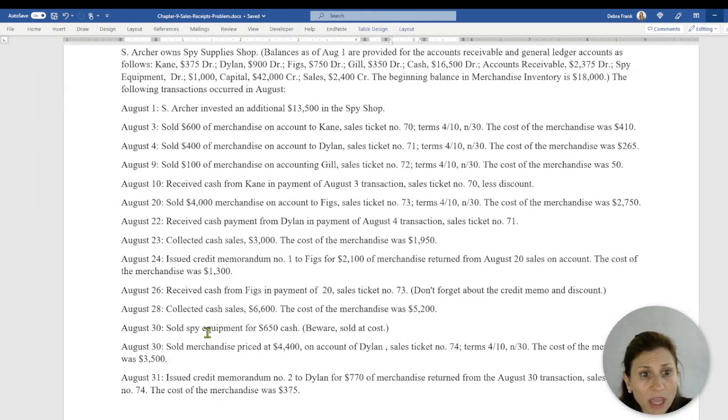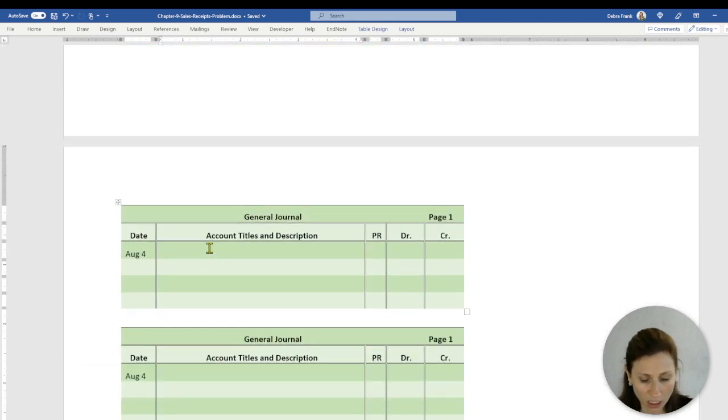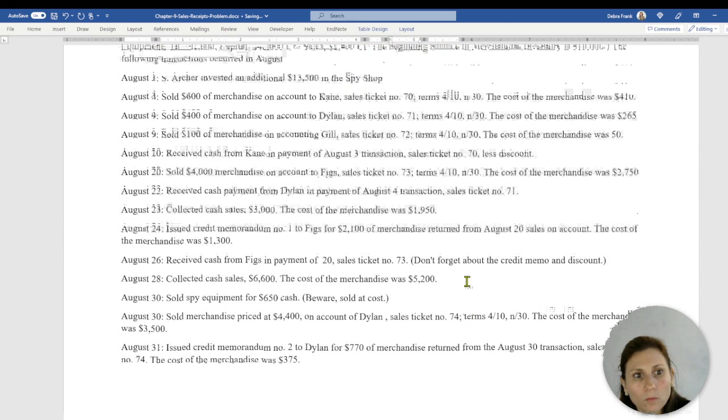So next we sold merchandise on account to Dylan, and we have terms 4, 10, and 30. Looks like the same terms again. And then the merchandise cost was $265. So we're going to go ahead and now record that as well. So that's for August 4th. So we know now we have 2 entries to record. So we're going to have, again, accounts receivable. Let's scoot this up a little bit more. So we'll have accounts receivable, and I already forgot. I think it was Dylan, right? And I don't remember the amount. 400.